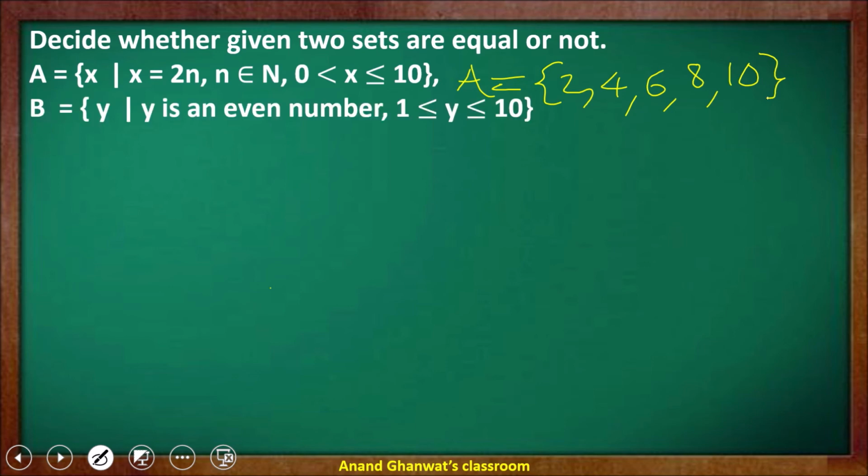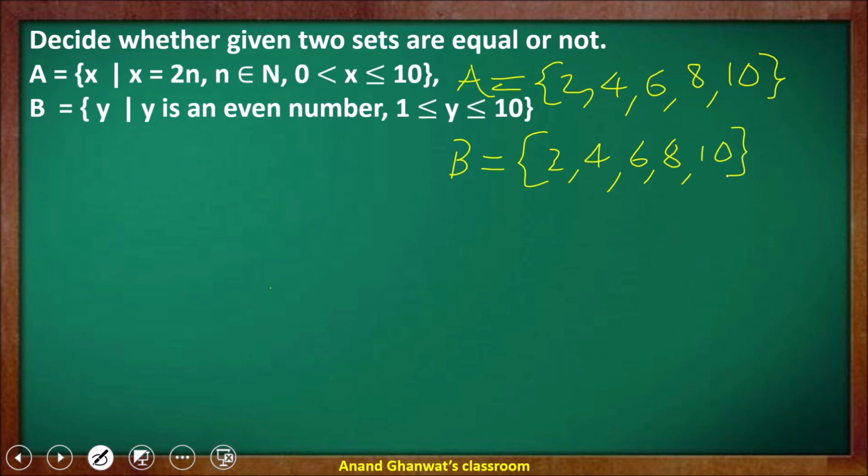Now next set B. Set B is the set of all y such that y is an even number, such that 1 is less than or equal to y and y is less than or equal to 10. Therefore set B is equal to, now we have to enlist here even numbers which are equal to 1 or greater than 1 and which are equal to 10 or less than 10. Therefore even numbers 2, 4, 6, 8 and 10.